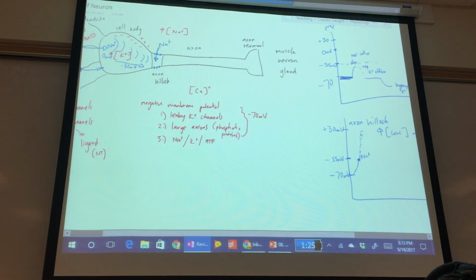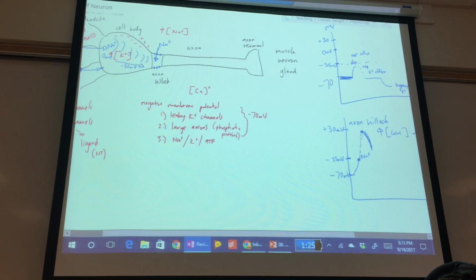Then we get to the point, at about positive 30 millivolts, where our sodium channel does what? Right at the very top, at positive 30 millivolts, what happens to our voltage-gated sodium channels at that point? Do they open or close? They close. So it closes at that point. And then now we're going to see the falling phase.